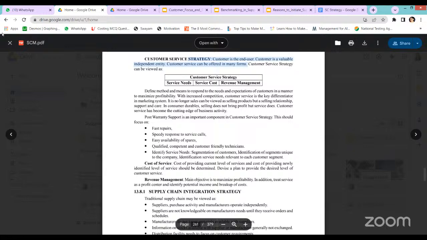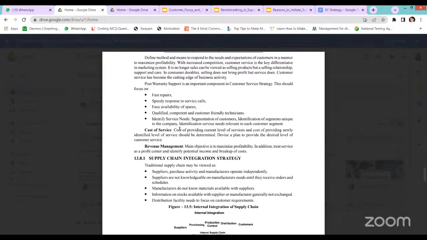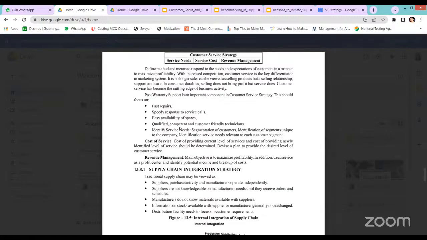Customer focus means what? In supply chain, efficiency may bring the cost down, but customer focus brings survival to the organization. That's the reason why it is more important. So customer service related strategy, generally, is understanding the service needs of the customer. What kind of services is the customer expecting? Fast delivery, post-purchase services, quality related aspects. These are the different service needs that the customer expects.